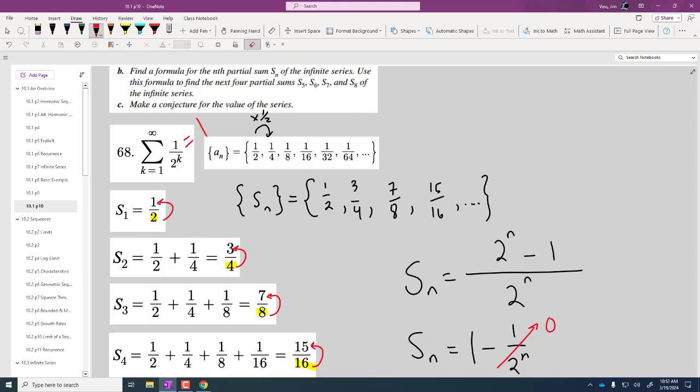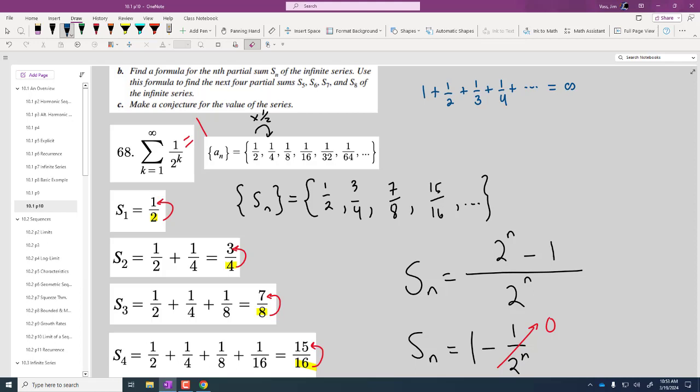Now, this is interesting. We've seen 2 specific series now, one that converged and one that diverged. We looked at the harmonic series, and I didn't prove it to you yet, but the harmonic series diverges to infinity.